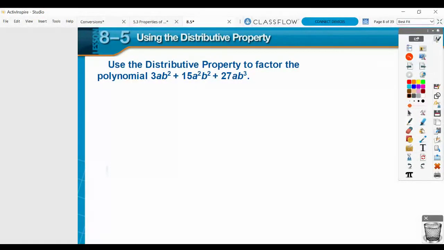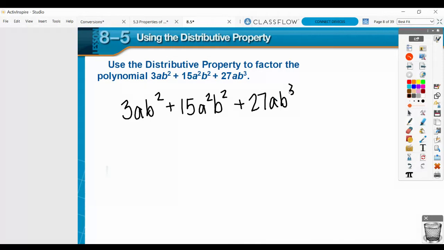Okay, so let's look at this next one. We have 3ab squared plus 15a squared b squared plus 27ab cubed. So we need to look at 3, 15, and 27 and figure out what number goes into all of those. Okay, and your GCF would be 3. Easiest thing too is you can always look at your smallest number and figure out those factors first, because you can't take anything else out if it's not worth of that factor.